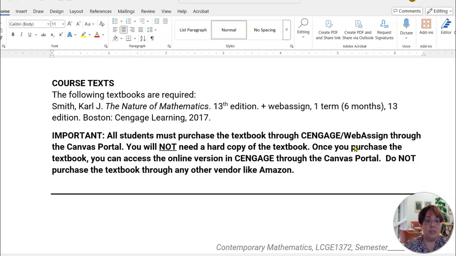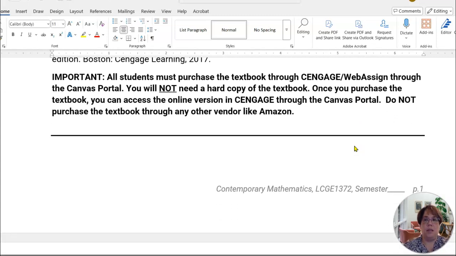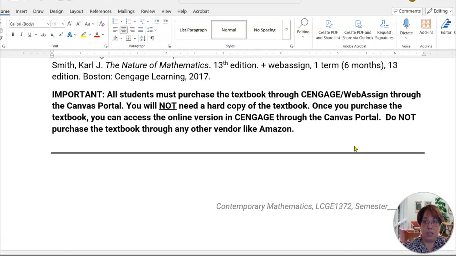So that's the biggest deal, is that if you don't purchase the textbook properly, then you can't complete any of the homework, which means you can't do any of the work in this class and you fail. So make sure you purchase the textbook correctly. All right, so don't spend a whole bunch of extra money that you don't need to. Spend the money correctly. Okay, so emphasis on the course textbook. All right, look out for the video that explains the textbook.